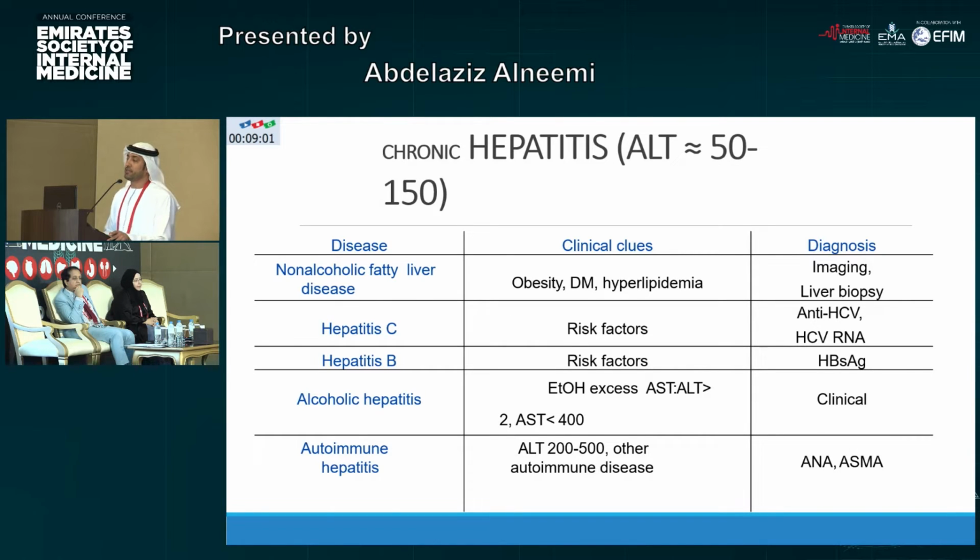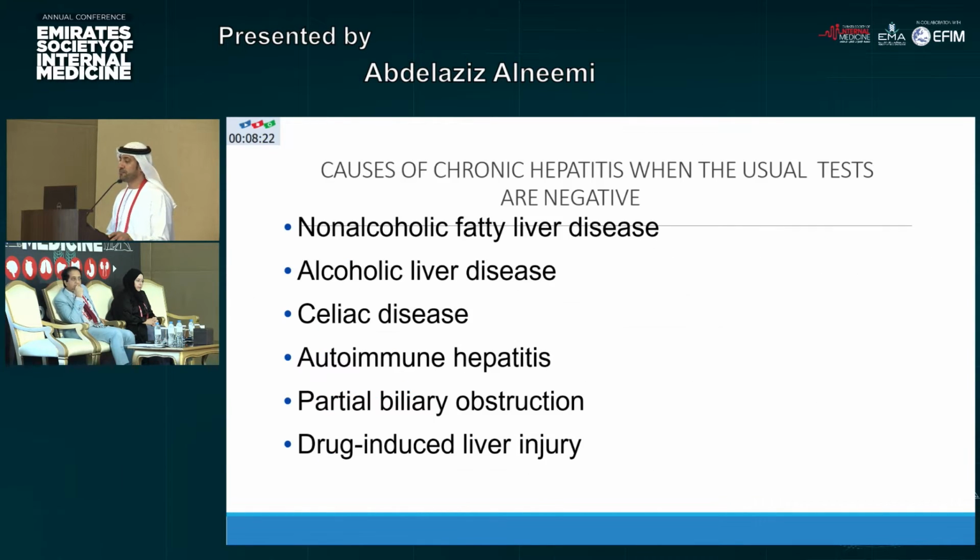Chronic hepatitis, with ALT ranging from 50 to 150: you can see the disease, clinical clues, and the diagnosis. In non-alcoholic fatty liver, you will find the patient has obesity, diabetes, hyperlipidemia, and you're mainly going to diagnose it by clinical picture, imaging, and possible liver biopsy. Hepatitis C: risk factor of blood exposure and a positive serology. Hepatitis B: risk factor and serology also. Alcoholic: again, ethanol intake and clinical.